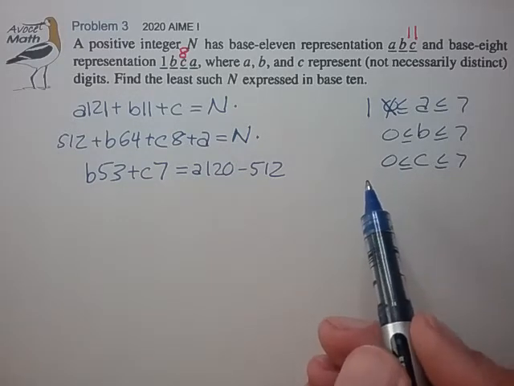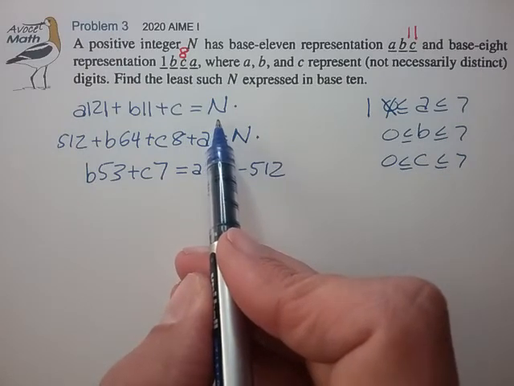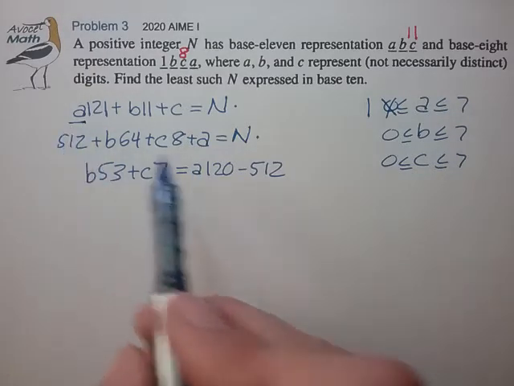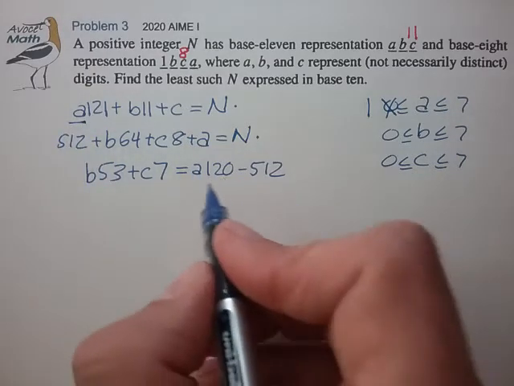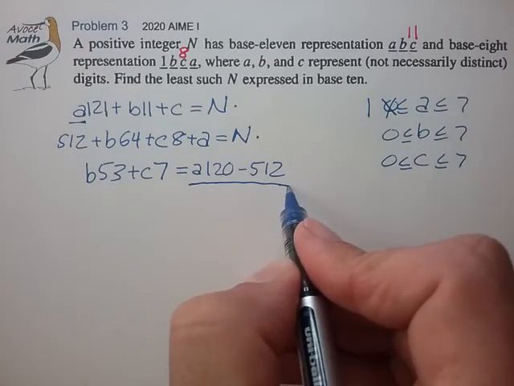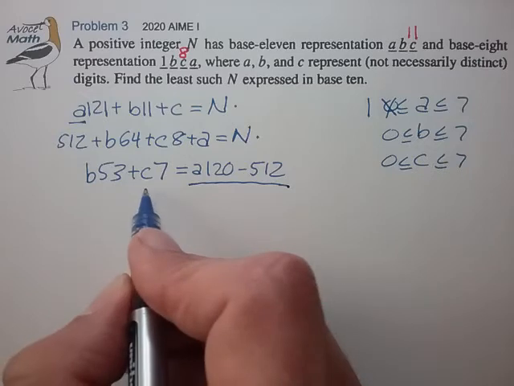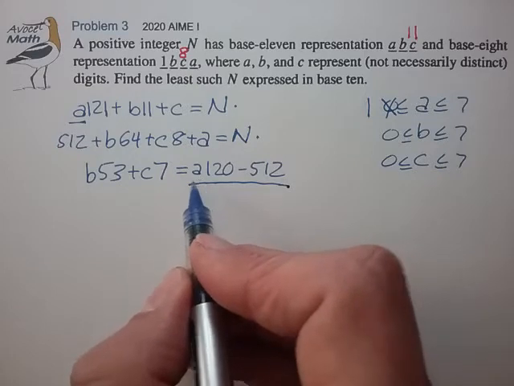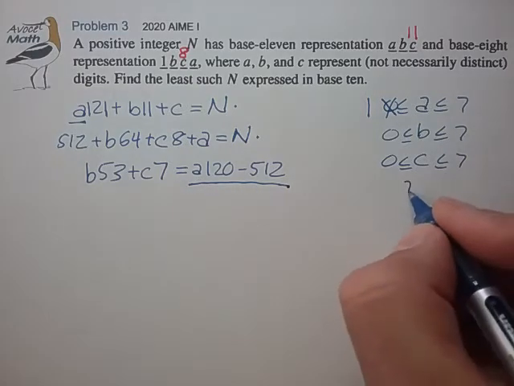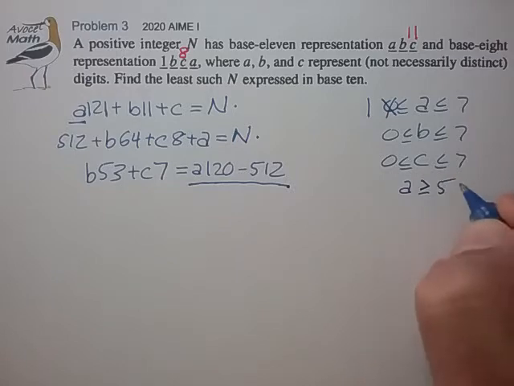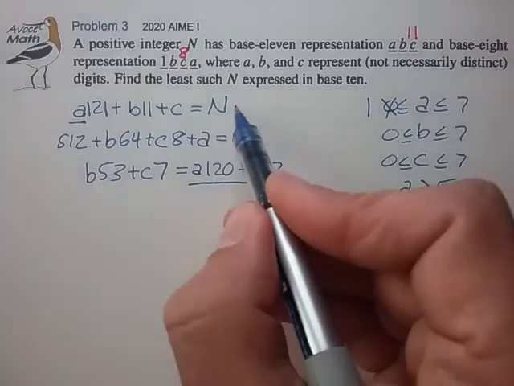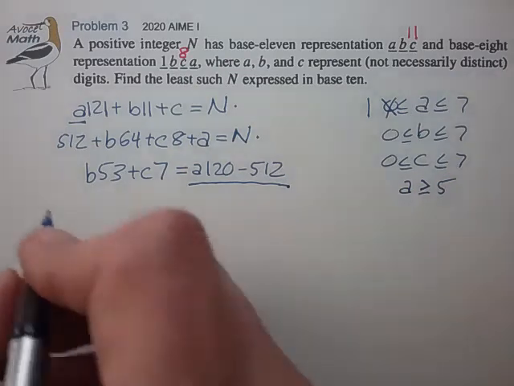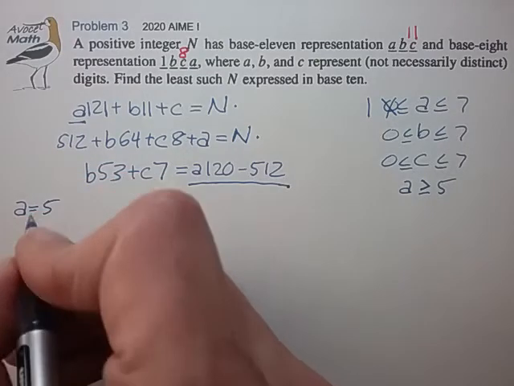Since we're trying to search for the minimum value of n, it makes sense to begin our search with the minimum value of A. But we notice that if we choose A to be too small, then the right side of this equation becomes negative, which then forces one of the variables B or C to also be negative, and that's not allowed. So A has to be at least 5 to make the right side of this equation positive. So we have A greater than or equal to 5. And again, since we're trying to find the minimum value of n, it makes sense to start our search with the minimum value of A. So let's start our search with an A of 5.